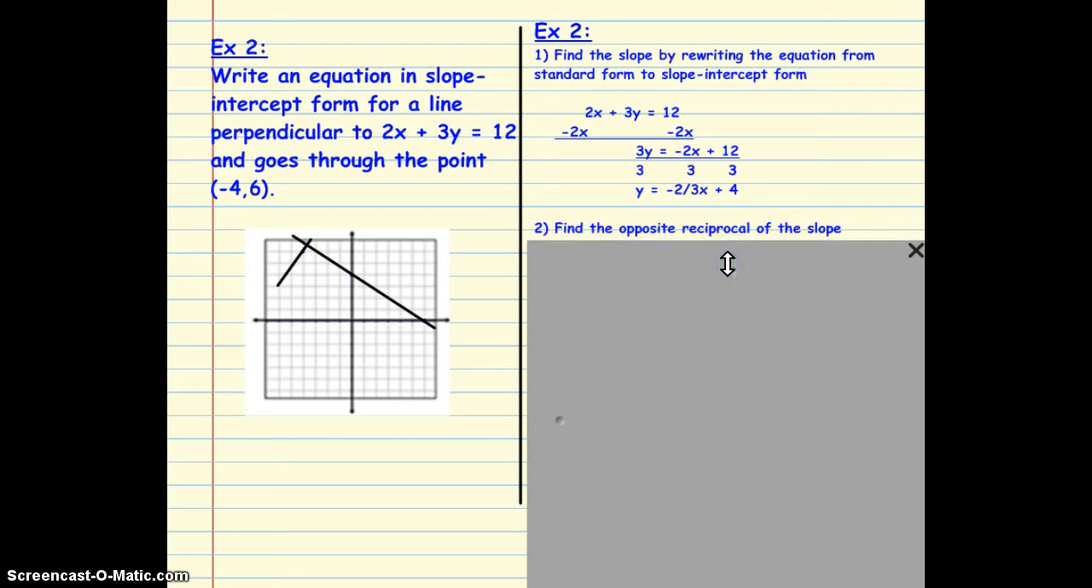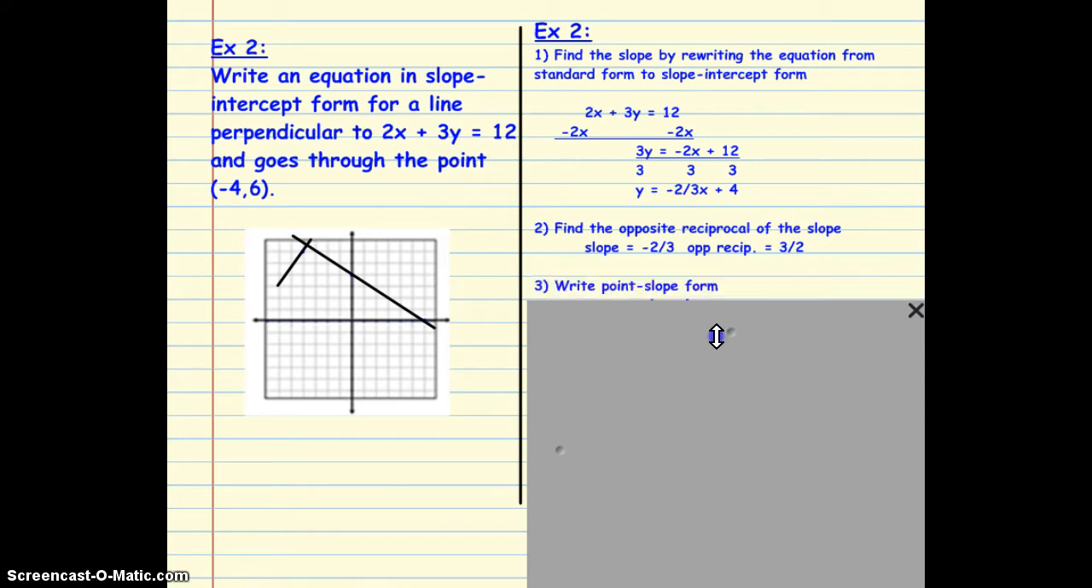So to work with perpendicular, we are going to work with the opposite reciprocal of the slope. So if our slope for this line is -2/3, the opposite reciprocal is, instead of being negative, it's now going to be positive. And the reciprocal of 2/3 is you just flip-flop it to being 3/2. And it is okay to leave this as an improper fraction.